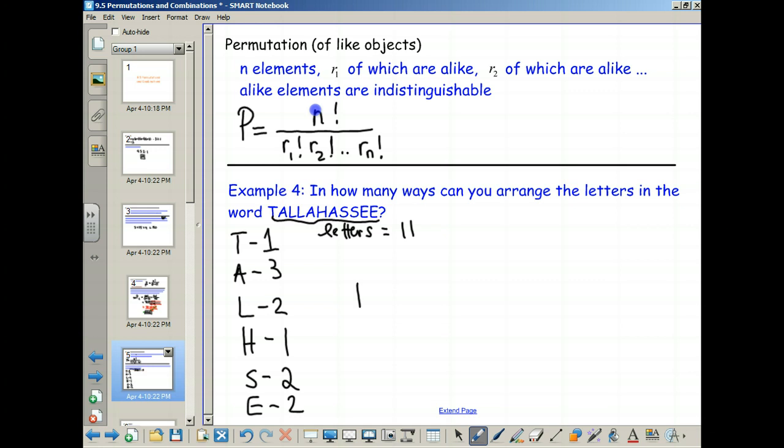So the way I find the permutation, we'll call it P because I know Sarah wants to have a letter in front, something that says what I'm finding. That's okay. I'm like that too. So we have 11 factorial on top, the number of letters. And then each one of these numbers, for each of the letters individually, is on the bottom with a factorial. So I'm going to write them all out. 1 factorial, 3 factorial, 2 factorial, 1 factorial, 2 factorial, 2 factorial.